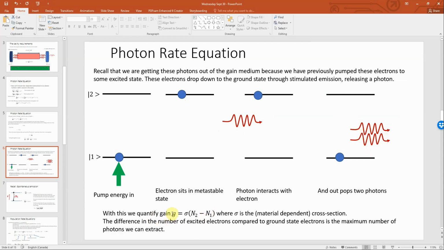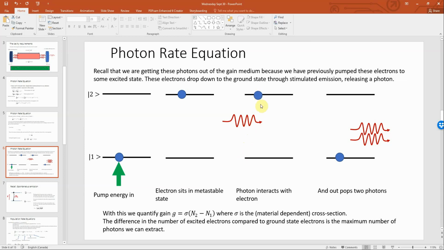Now, the number of photons we can extract out is of course going to be dependent on the number of states we have, or the number of electrons or atoms or whatever that are in state 2, so the number of these will be N2, minus the number of electrons or atoms or whatever that are in ground state, or N1. So that difference will be related to the gain. But it turns out that the probability of this photon interacting with this electron isn't necessarily 100%, and that proportionality, or that probability of this interaction of this photon and this electron, is given by the cross section.